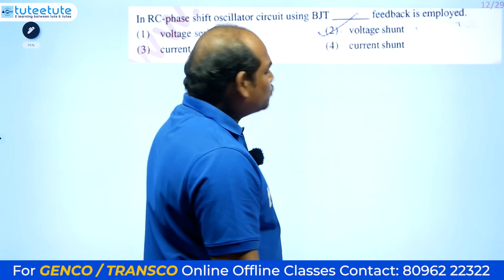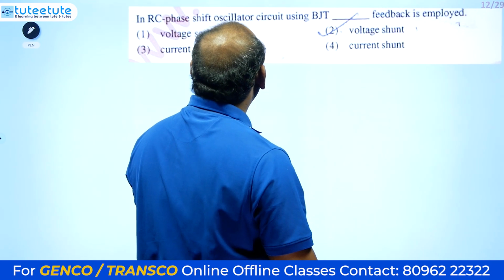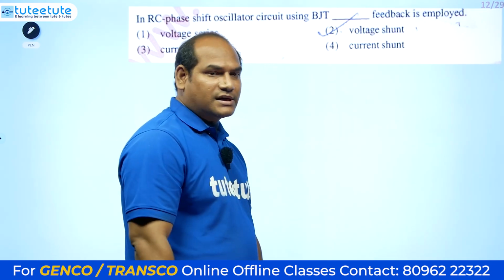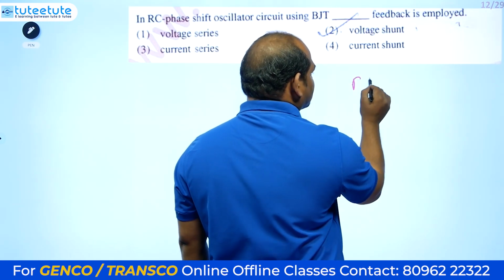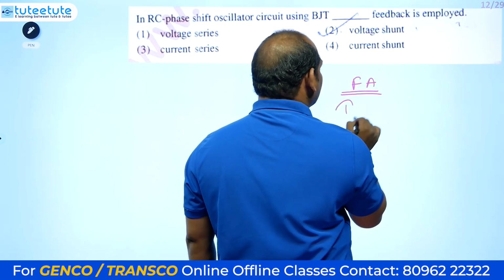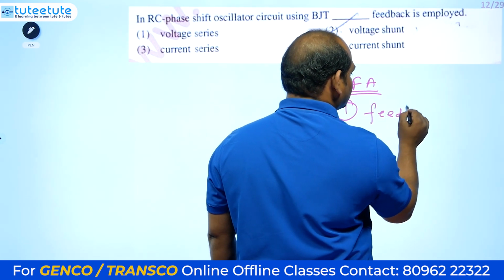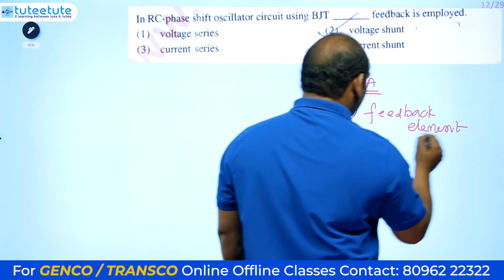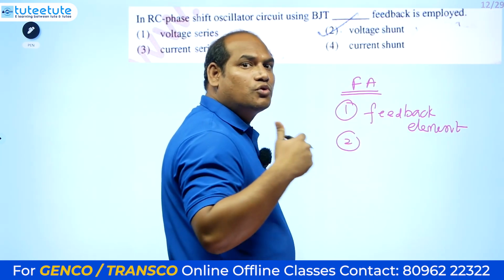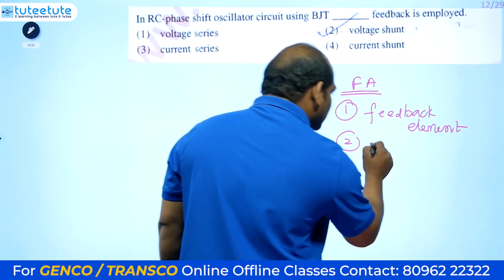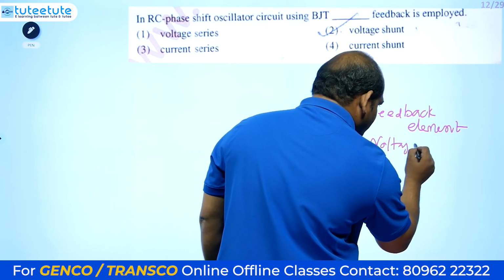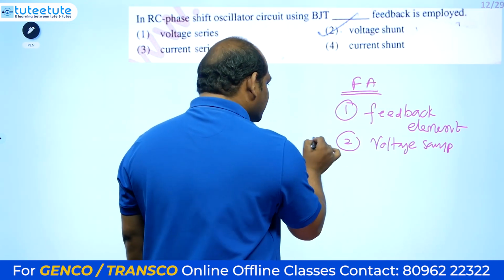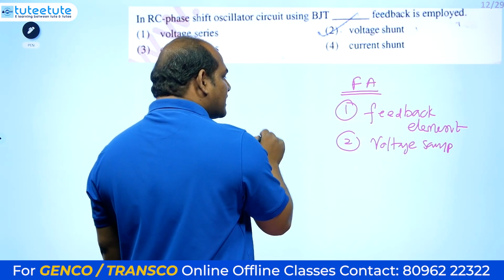Next question is related to the RC phase shift oscillator, a circuit using BJT. Which type of feedback is there in that? Generally in feedback amplifiers, first of all you need to identify what the feedback element is. If this feedback element is connected to the output node directly, then voltage sampling is there, otherwise current sampling. I am telling the condition: if the feedback element is directly connected to the output node.